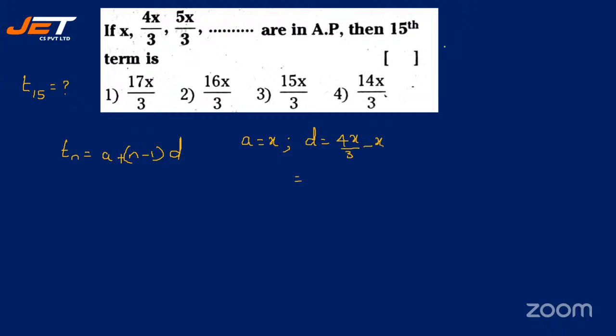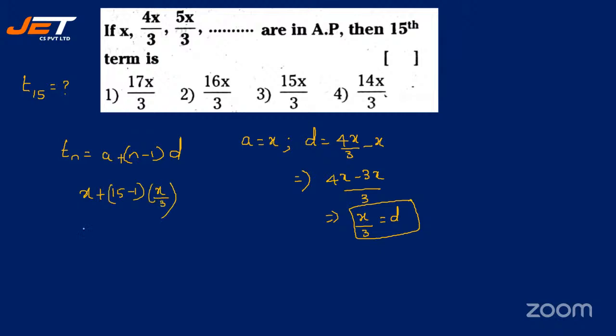So 4x by 3 minus x, that is 4x minus 3x by 3. 4 minus 3 is 1, so x by 3. This is supposed to be d. Now what is a? x plus (n minus 1) into d, where n is 15, so 14 into x by 3. So x plus 14x by 3.